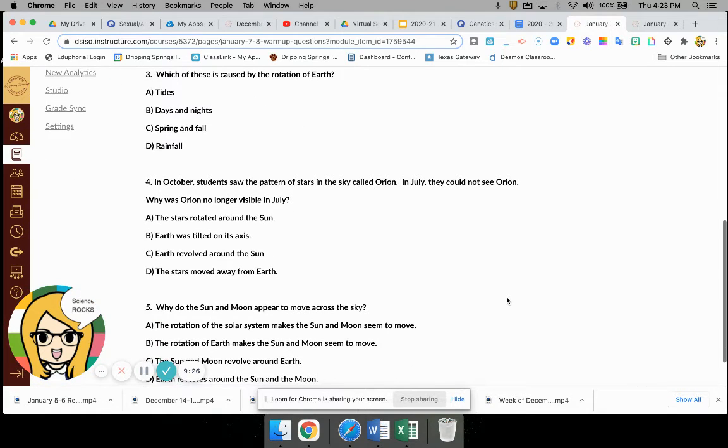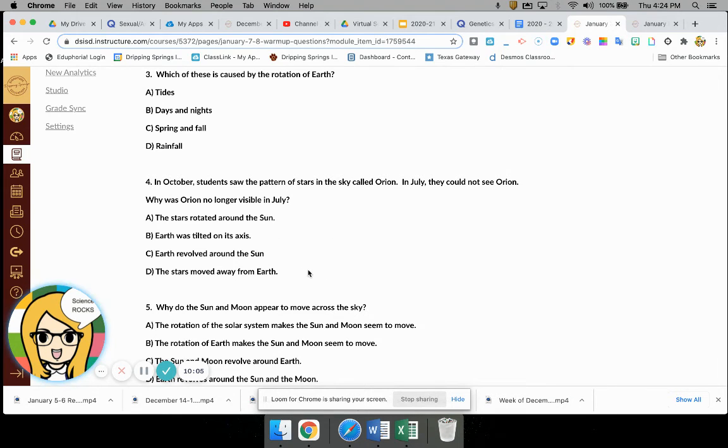Number 4, in October, students saw the pattern of stars in the sky called Orion. In July, they could not see Orion. Why was Orion no longer visible in July? Well, it was no longer visible because the Earth revolved around the sun and is now facing a different way. So it's in a different part of the sky, and so it is looking at different stars up above. The stars don't rotate around the sun. Yes, the Earth is tilted on its axis, but that's not why the sky looks different.